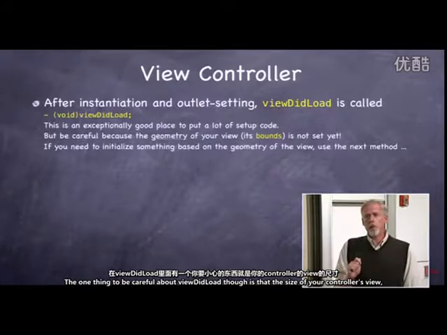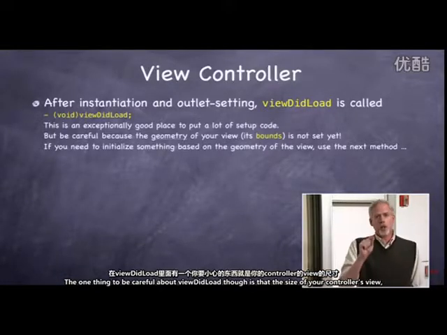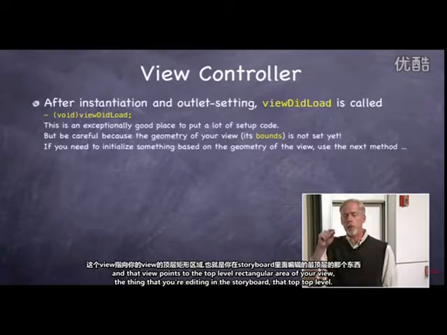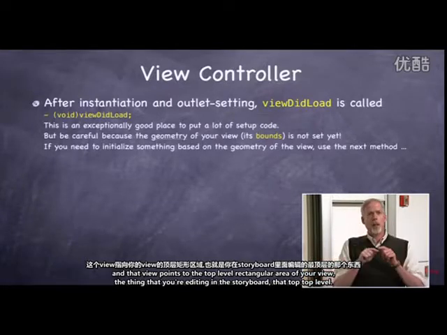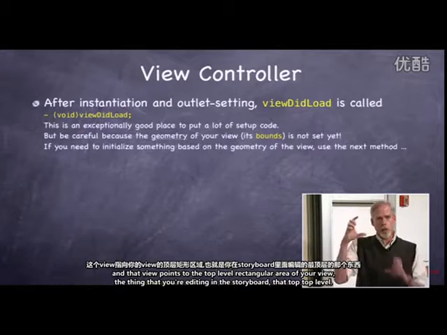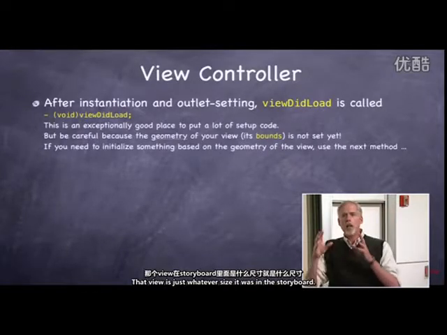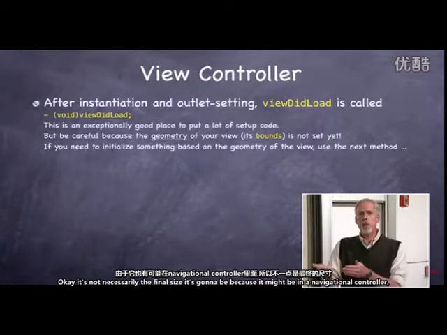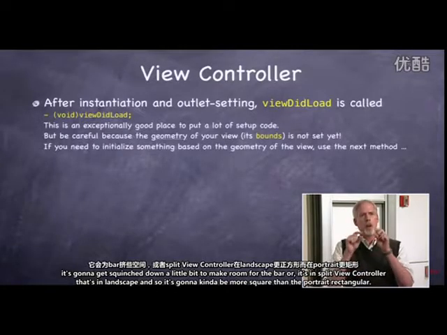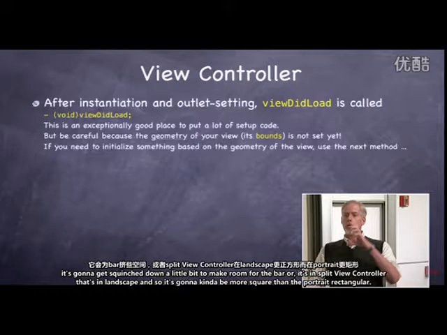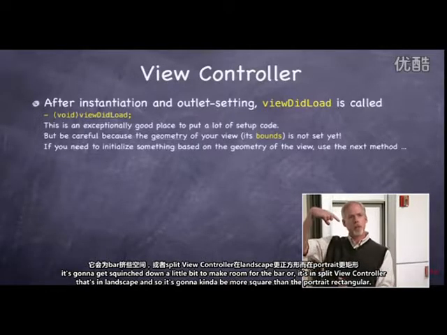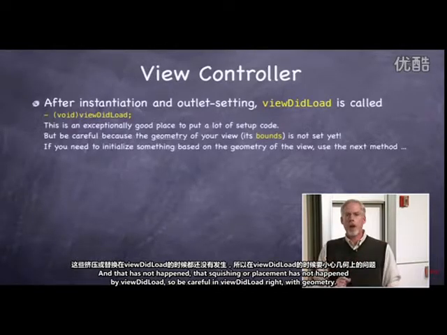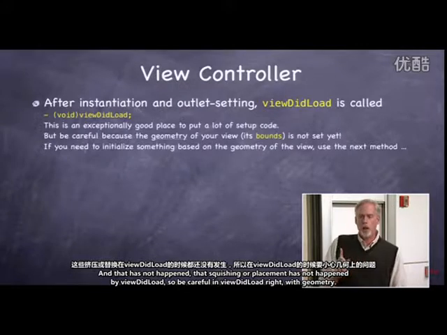Okay. The one thing to be careful about viewDidLoad, though, is the size of your controller's view. Let's remember that controllers have a property called view, and that view points to the top level rectangular area of your view, the thing that you're editing in the storyboard, that top level. That view is just whatever size it was in the storyboard. Okay, it's not necessarily the final size it's going to be, because it might be in a navigation controller, it's going to get squinched down a little bit to make room for the bar, or it's in a split view controller that's in landscape, and so it's going to be more square than the portrait rectangular. You see what I'm saying? And that has not happened. That squishing or placement has not happened by viewDidLoad. So be careful in viewDidLoad with geometry.